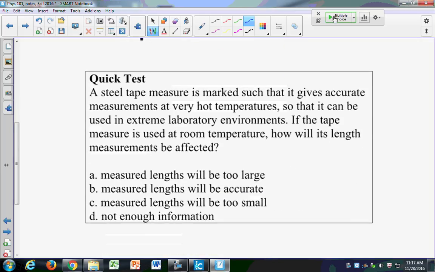All right, let's try this quick test. This is a steel tape measure. It's used to give measurements at very hot temperatures. But then I use it to measure something at room temperature. At this new room temperature, at this lower temperature, how will its length measurements be affected? Will the lengths that you measure at lower temperature be large, accurate, small, or is there just not enough information?